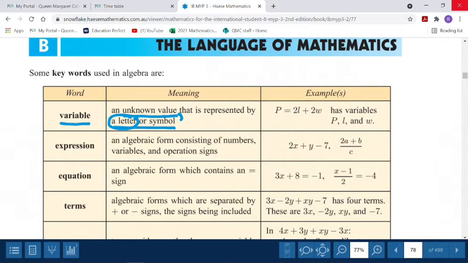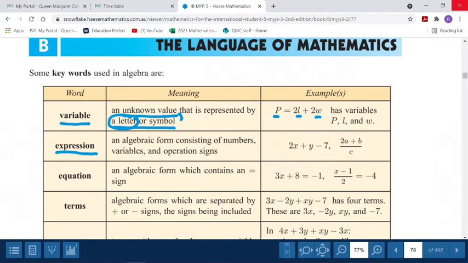Okay? So, looking at the example they have given, we have P. We don't know what P is. It's just a letter that stands for some unknown number. So P. We have L and we have W. So those are our variables. And again, all it means is a number that I don't know the value of. So I can put any number in there as long as it makes the sentence true. Okay? That's important.